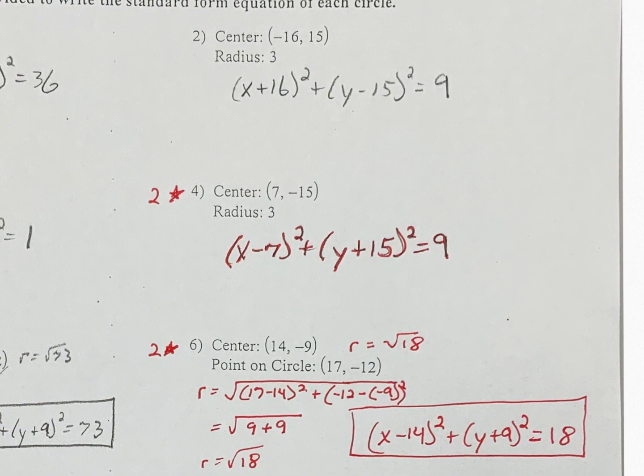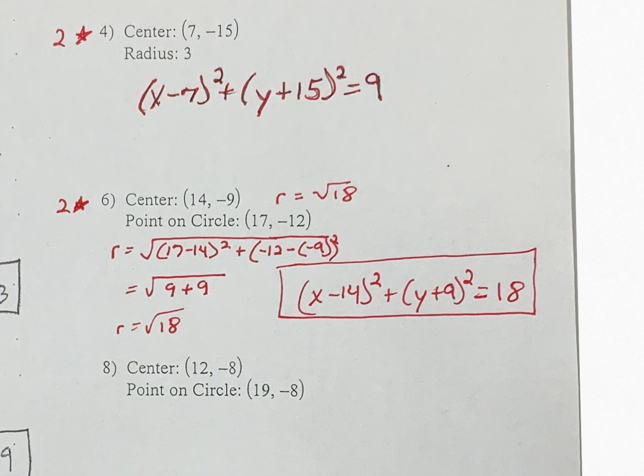And then let's go ahead and take a look at number 6. This is a little bit more involved. In number 6, you're given the center and a point on the circle. There will also be a couple of these questions. You'll need to find the distance between the point on the circle and the center. So use the distance formula. That will actually give you the radius.